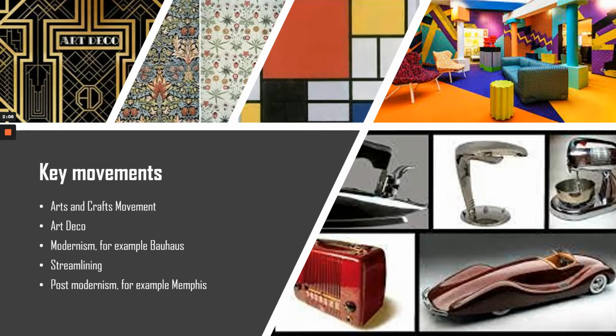So here we have the key design movements, the ones that we're going to be looking at. So we have arts and crafts movement, we have Art Deco, modernism, for example, Bauhaus, we have streamlining, and we have postmodernism, for example, Memphis. So you'll see Art Deco at the top left. You will see arts and crafts is the next one along on the pictures. You'll see modernism, and then you've got Memphis, which is an example of postmodernism. And the one down at the bottom right is your streamlining example.